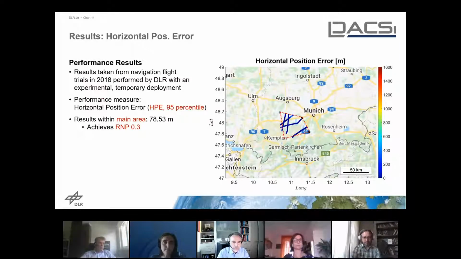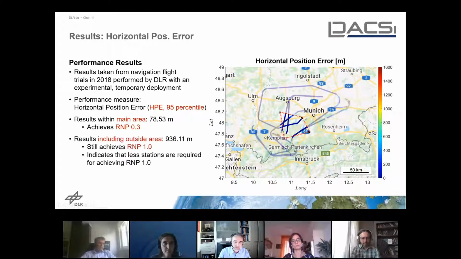This was a flight measurement campaign performed 2018 with an experimental temporary LDACS deployment, where we put 4 ground stations in the southwest of Munich. And as long as we were flying within the area spanned by these 4 LDACS ground stations, it was possible to bound the horizontal position error with a 95 percentile with around 80 meters. So we were able to achieve RNP 0.3 as long as we are in the coverage area of the 4 ground stations. If we extend our flight path beyond that area, we were able to show that in this very simplified constellation, we can still achieve RNP1.